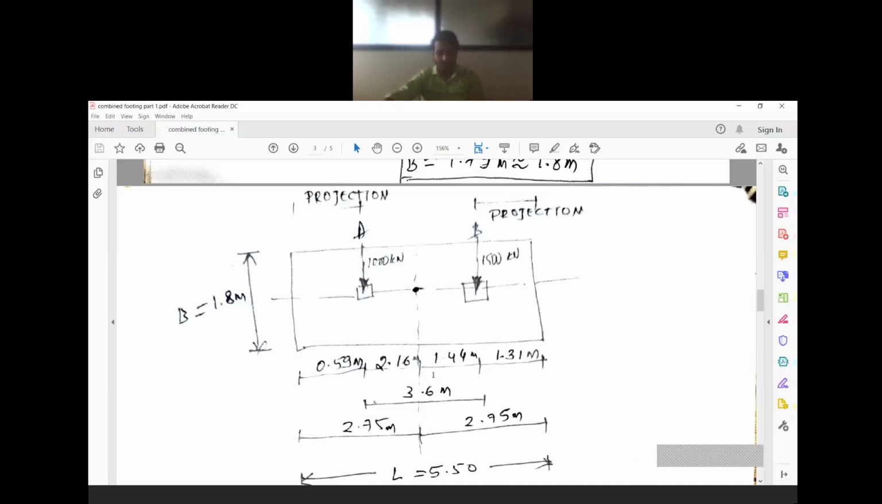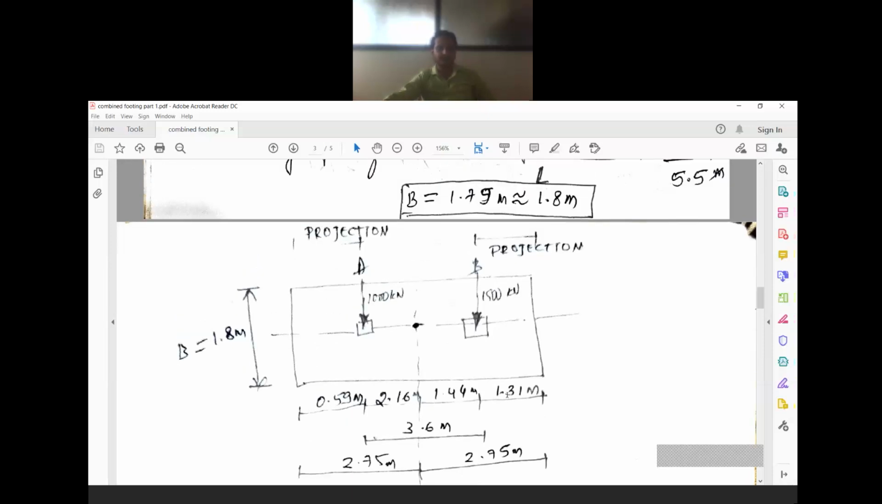But we also know that from the centroid of the foundation to the right edge of the foundation, we have 2.75 meter. So from the center to the edge, 2.75 meter. Column B to resultant, it is 1.44. So 2.75 minus 1.44, if I substitute, I will get 1.31 meter as the projection length from column B. This is how we have to calculate the dimensions of the foundation.